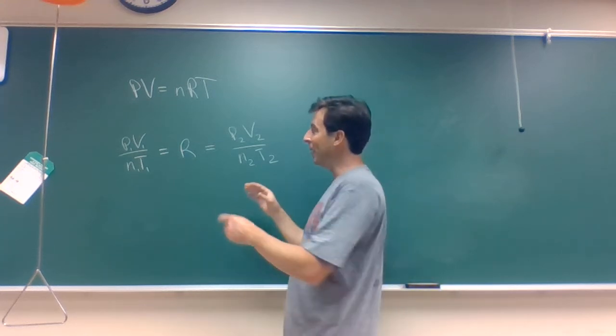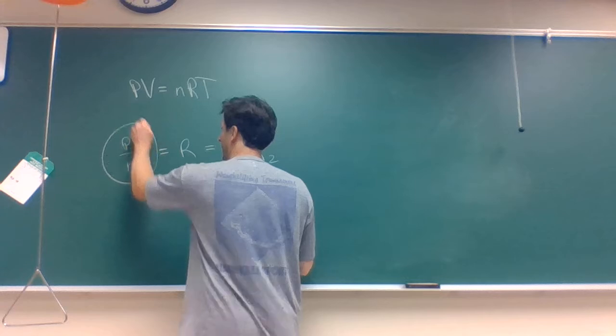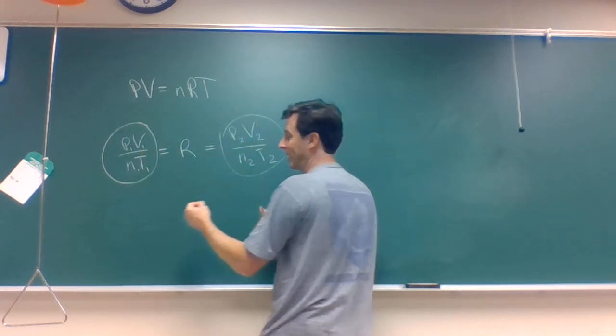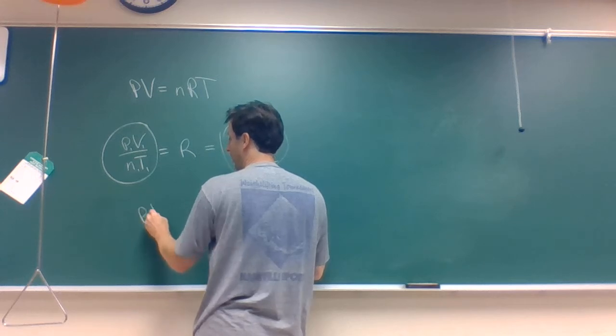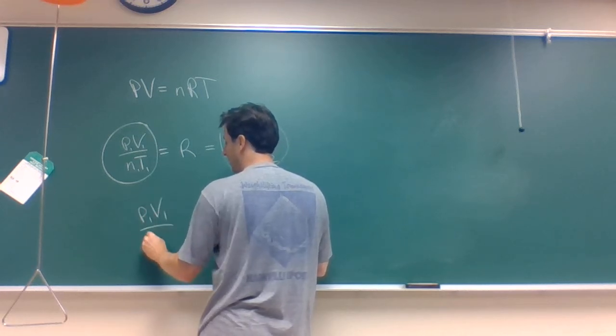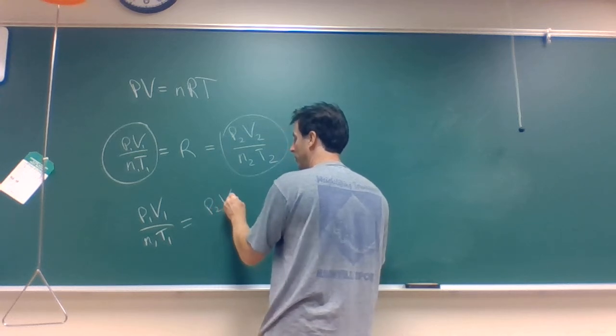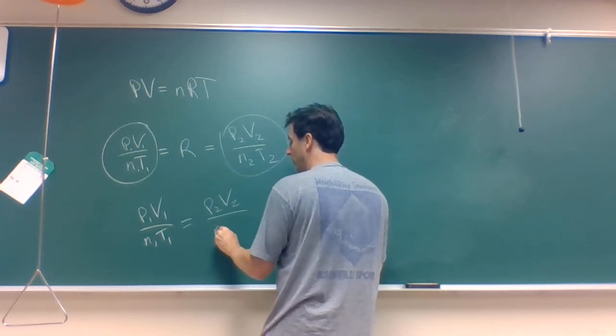So from that, I'm going to be able to take this side of the equation and this side of the equation and set them equal. That's going to give me my combined gas law: P1V1 over n1T1 equals P2V2 over n2T2.